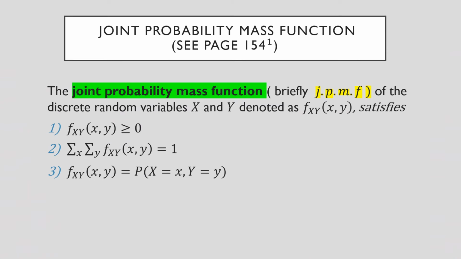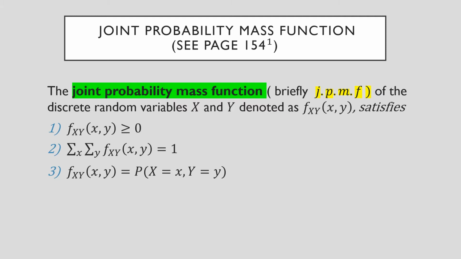In the term given on the top, joint probability mass function, the probability mass function you are already familiar with, so the new addition is the word joint. So in joint probability mass function, the variables taken under consideration are more than one and they are discrete random variables. So let me define JPMF.